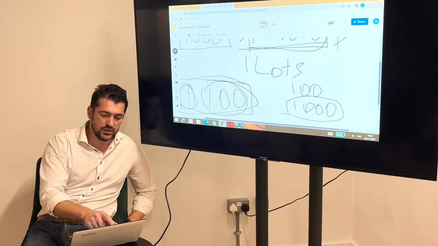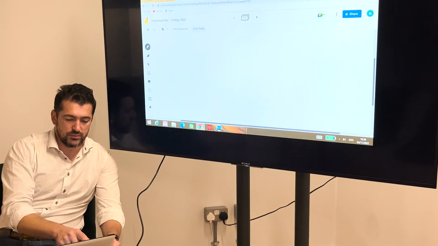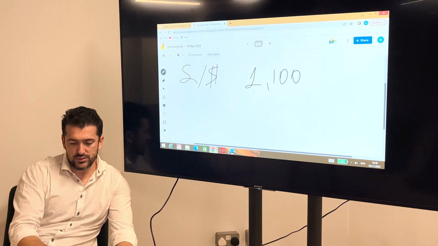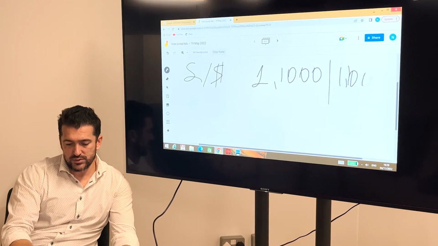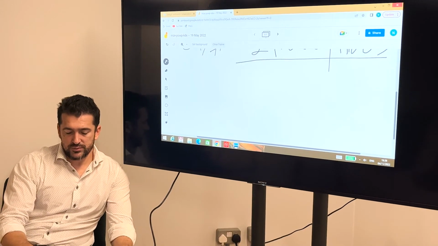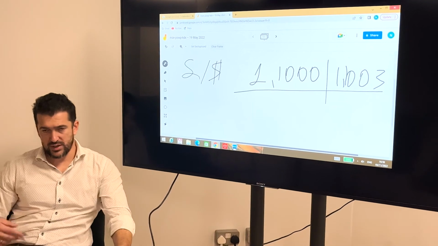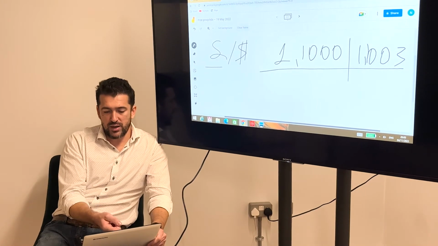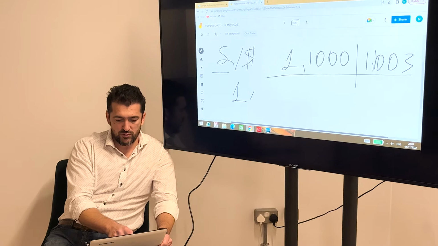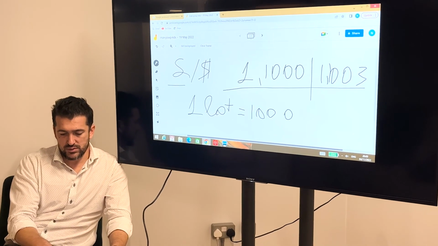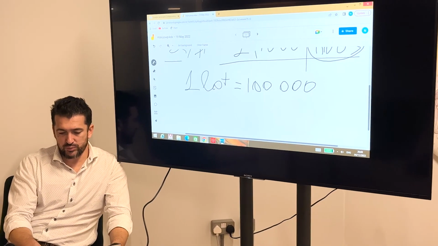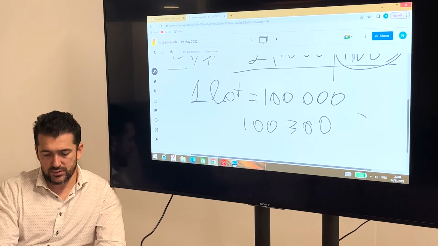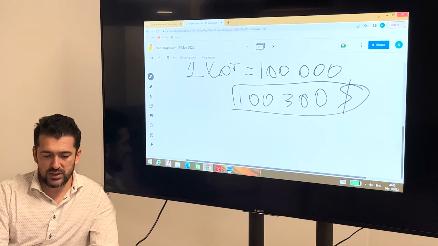So let's take one example. Pound dollar, the price was like 1.1000, then 1.1003, and we expect that the pound increases in price. There are certain things by which we forecast this, but anyway, we take the decision that we will buy pounds. If you want to buy pounds, it means that we buy one lot of pounds. One lot of pounds is equal to 100,000 pounds. At this price, in this case, we need to pay $100,300, and we bought this. We need the minimal amount for making this deal.